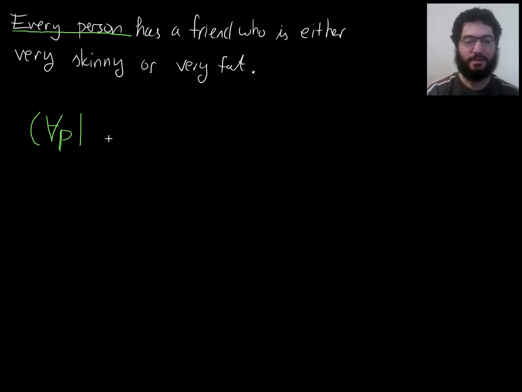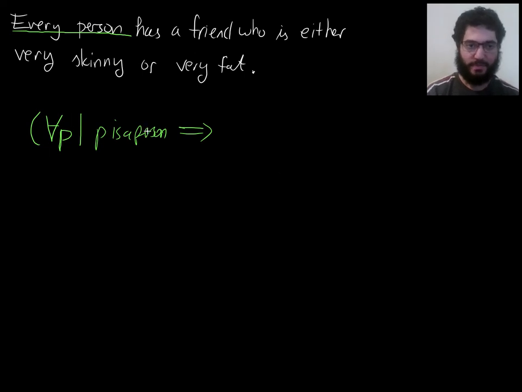So for all p, how do I say for only people, how do I say all people have this property? So for example, if having a friend who's either very skinny or very fat were like being green, then how do I say all people are green? Think back to that example, all flowers are green. How do we quantify over fewer things? We use implication. So for all p, if p is a person, then p has this property.